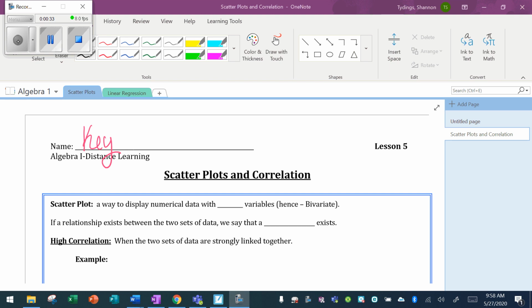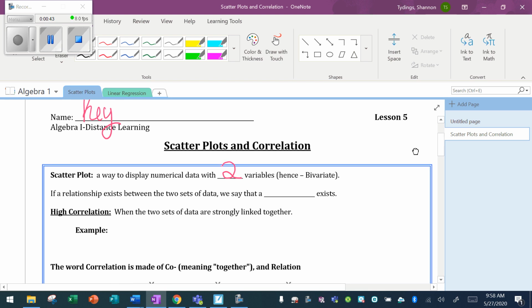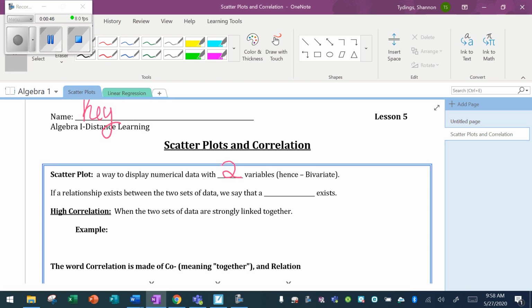So the first thing we're going to talk about is a scatter plot. A scatter plot is a way to display numerical data with two variables, hence bivariate. So you talked about that last week with Mrs. Reese and those two-way tables. Now we're going to be looking at it in a little bit different way. If a relationship exists between the two sets of data, we say that a correlation exists.